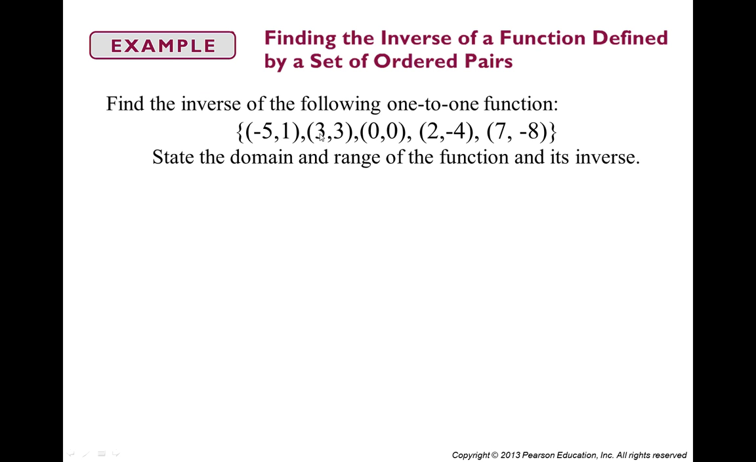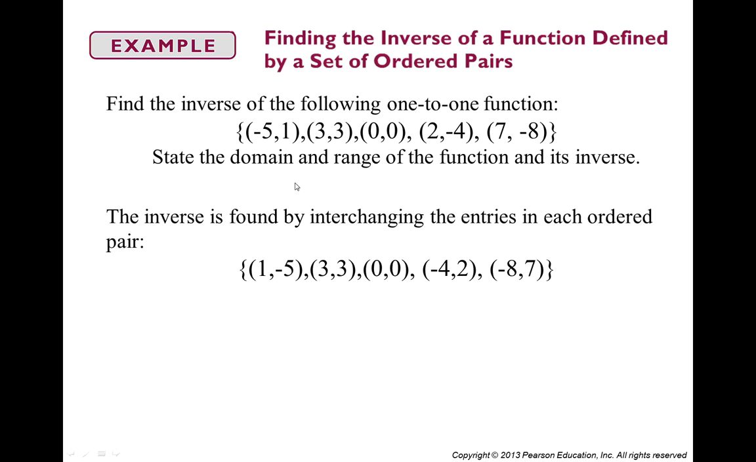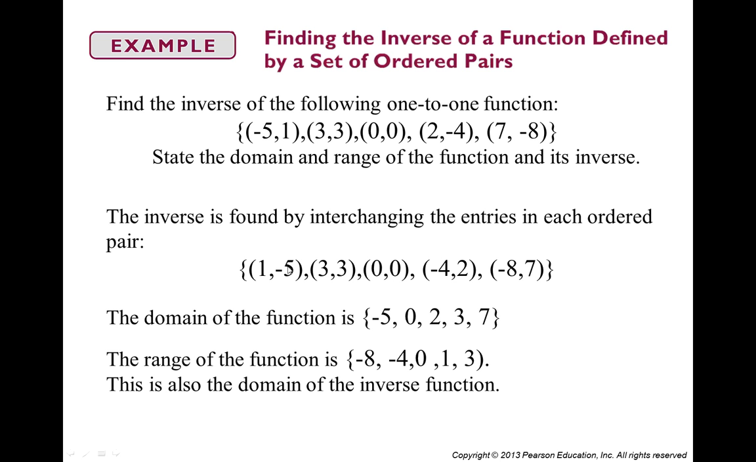So the inverse of this, instead of having -5, 1, I'm going to have 1, -5. Instead of 3, 3, I'm going to have 3, 3. Instead of 0, 0, I'm going to have 0, 0. Instead of 2, -4, I'm going to have -4, 2. Instead of 7, -8, I'm going to have -8, 7. So then the domain is just all your x values ordered, and your range is all your new y values put in order.